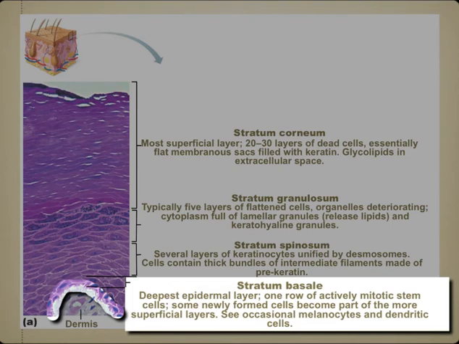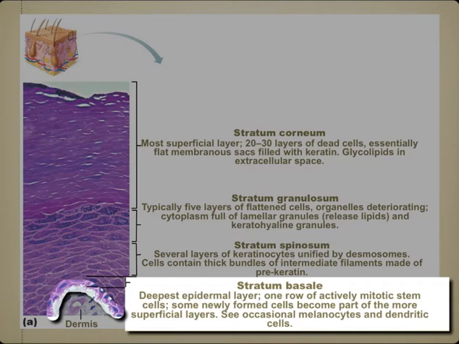One cell thick, the deepest of the layers of the epidermis, we have stratum basale. It's 1 row thick. These are actively mitotic stem cells, meaning they're dividing and making new cells. So all of the cells above were born here in the stratum basale. Oddly enough, new cells are born and then pushed up toward the top as new cells are made below them.